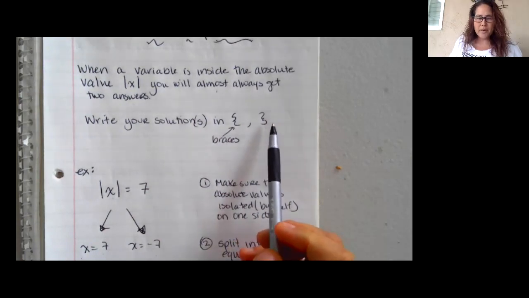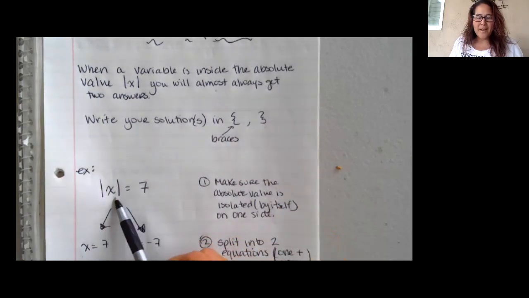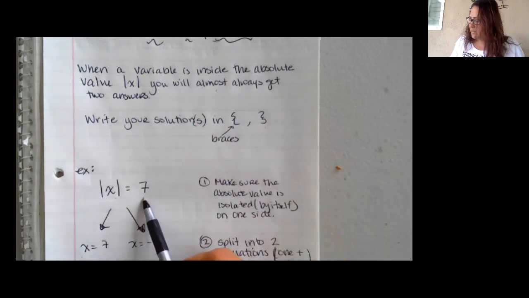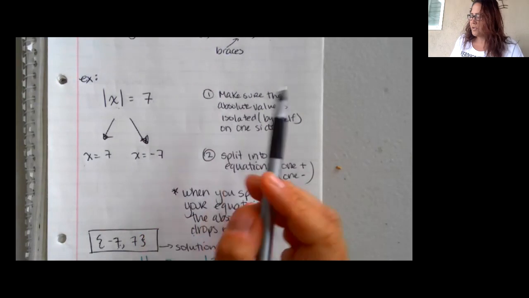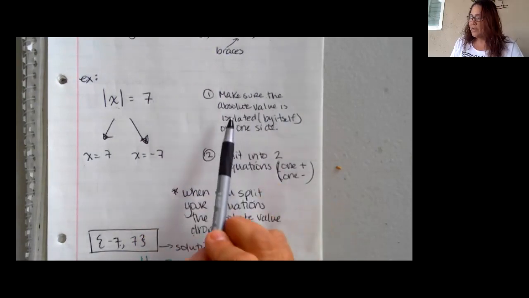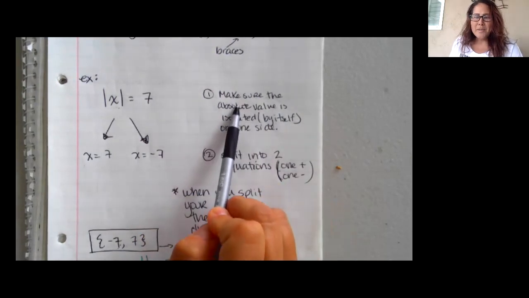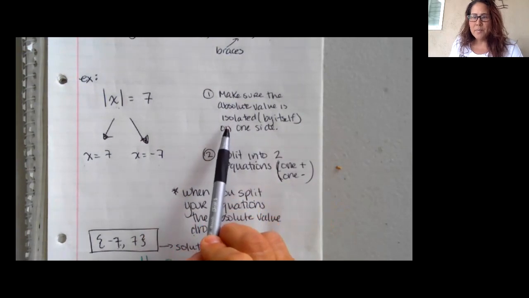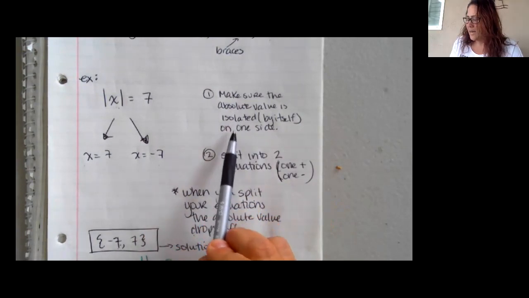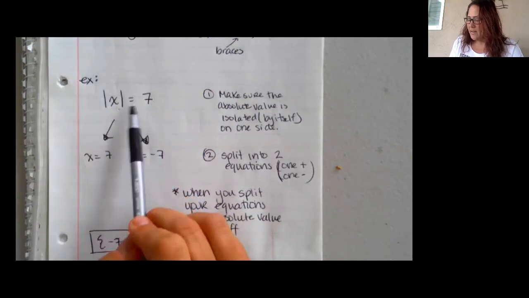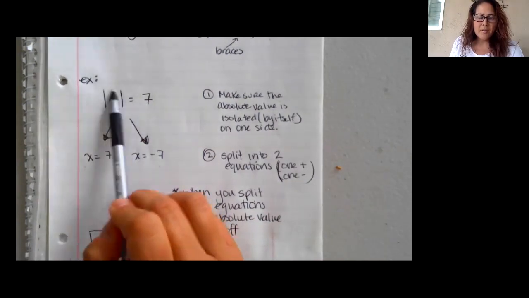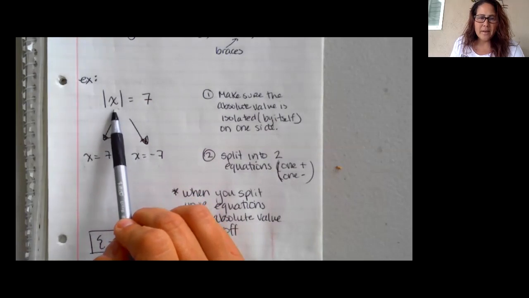Our first example, we're going to use the absolute value of x equals 7. When you do this, when you get your 2 equations, you have a few things you need to do first. The first thing, make sure your absolute value is isolated. It's by itself on one side. There's nothing else over here. There's nothing out here. There's nothing on this side. It's just the absolute value by itself and whatever's inside.